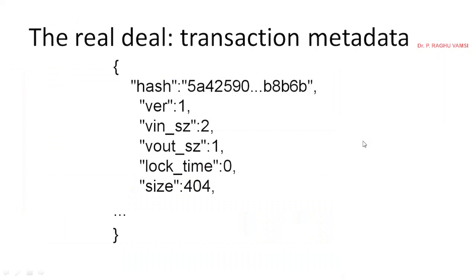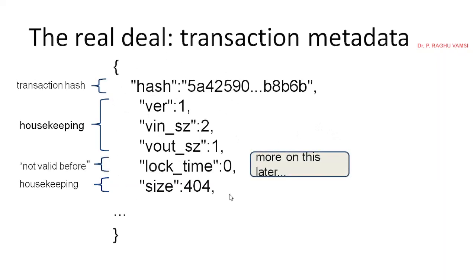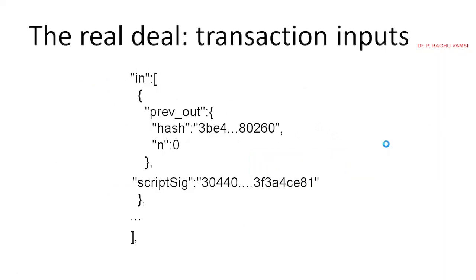So how will this usually be remembered in Bitcoin? In Bitcoin, the metadata will be maintained like this: hash, that is the hash value, version 1. This is called version information, and lock time, how much time it was locked, and housekeeping. This is the size of the transaction, the details, transaction hash. This is like a JSON file, it will be maintained.